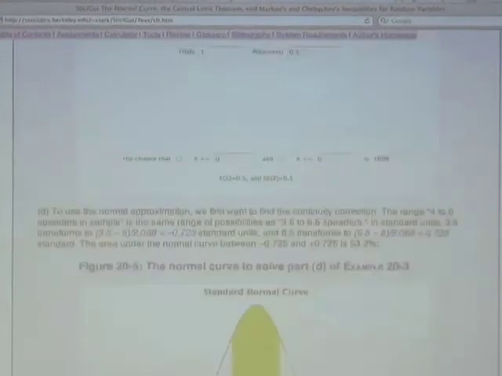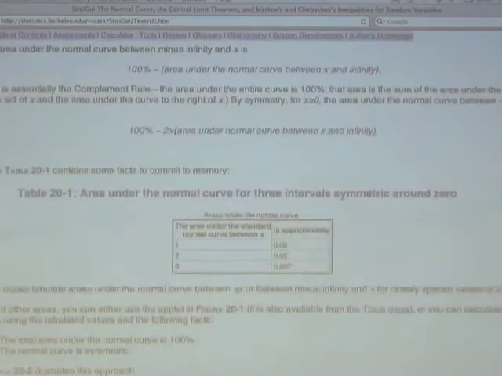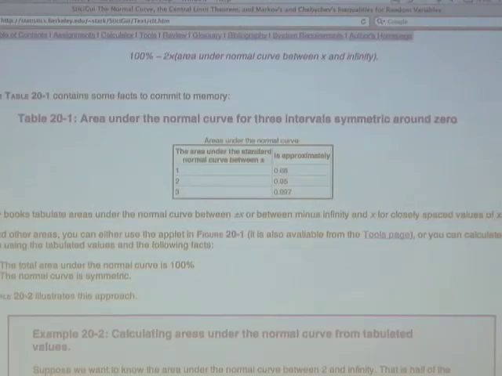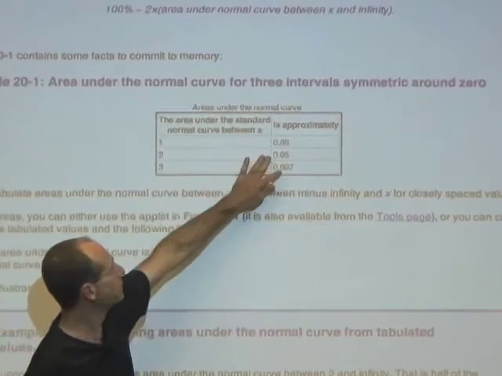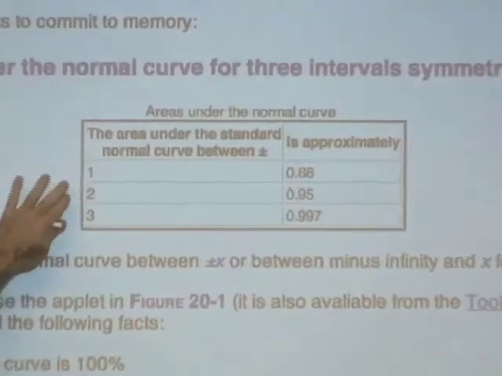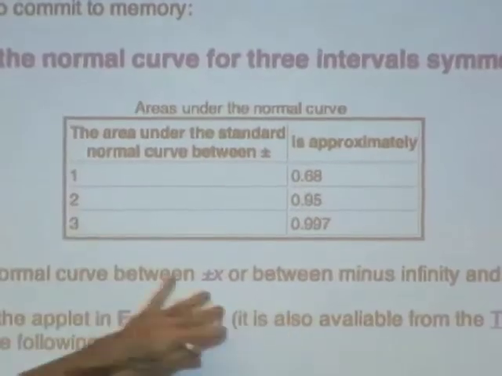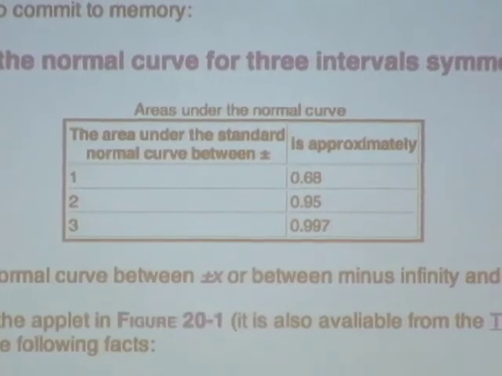All right. There are three numbers you should memorize regarding the normal curve, and that's these. The area under the normal curve between plus and minus 1 is 68%. Between plus or minus 2, actually plus or minus 1.96, is 95%. And between plus or minus 3 is 99.7%.